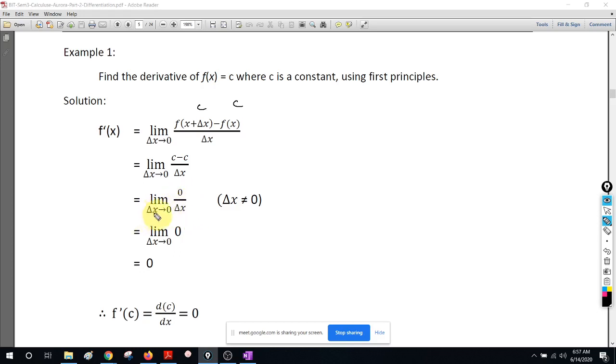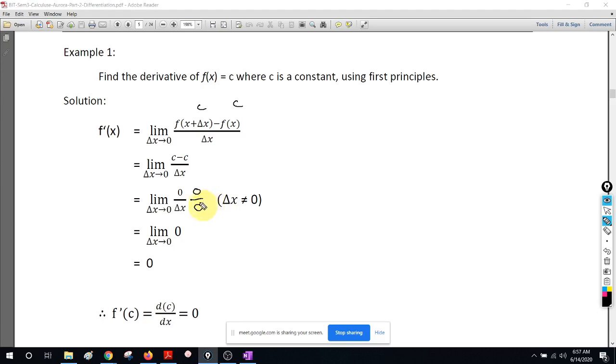Now, if I apply delta x equals 0, what happens? It becomes 0 divided by 0, because when delta x is 0, it is 0 divided by 0. But I am not interested in that now. 0 divided by 0 is an indeterminate form. Remember, 0 divided by 0, infinity divided by infinity, 0 times infinity, infinity minus infinity, those are indeterminate forms. Now I have a situation where it's going to be an indeterminate form.